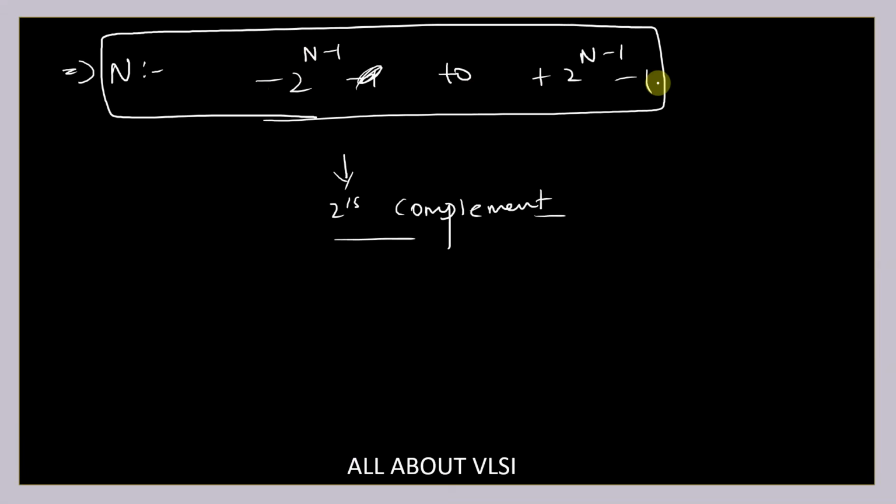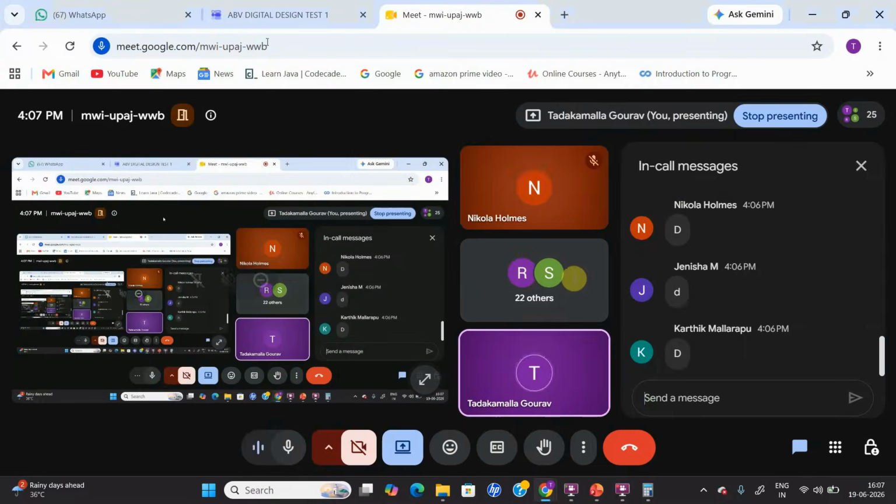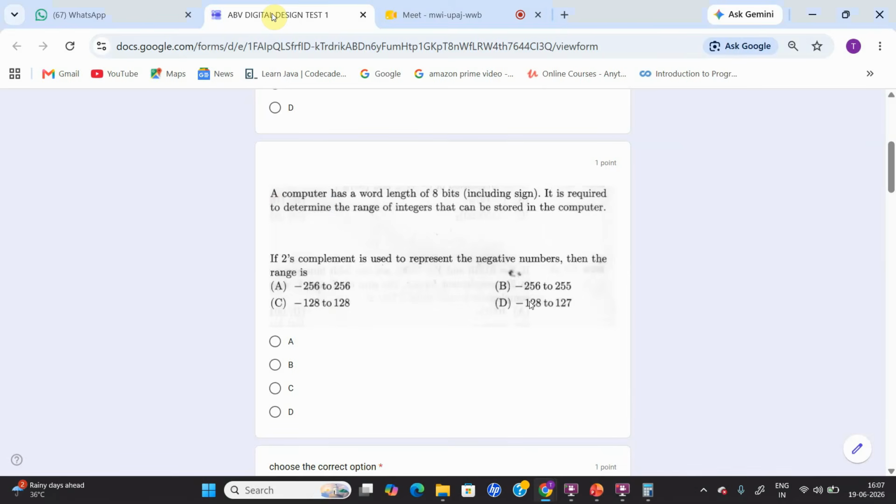So n is equal to 8, which is minus 2 power 7 to plus 2 power 7 minus 1. What is 2 power 7? It's option D. Yeah, exactly. So it's minus 128 to plus 127.